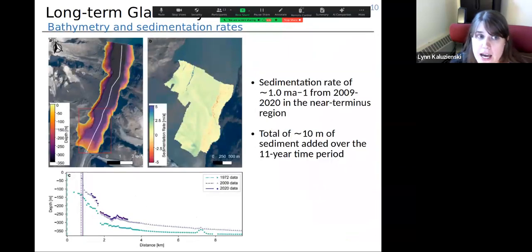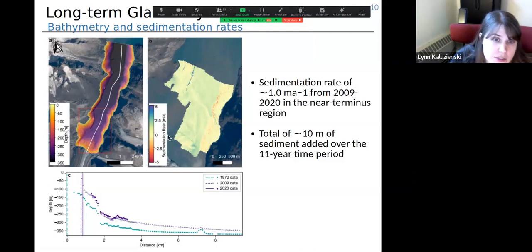We also looked at available bathymetry data. We've had data available from 1972. They did one line, which you can see in this white line, showing where they were able to survey in 1972. In 2009, they did a very good survey. The plot on the left shows the bathymetry from that survey in 2009. Then they went back in 2020 and were only able to survey a small portion.